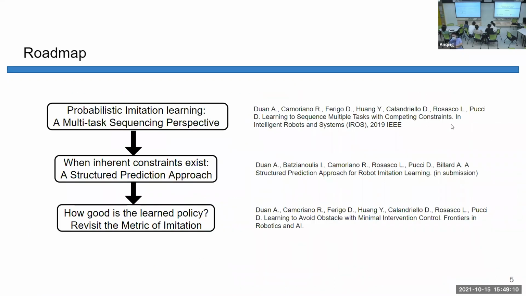Here's the roadmap of my presentation. First, I will introduce the probabilistic imitation learning framework from a multitask sequencing perspective. Then we move to the case where inherent constraints exist. In this part, we will see a structured prediction approach to robot imitation learning. And then when a policy is learned, we try to answer the question, how good is the learned policy? So we revisit the metric of imitation.